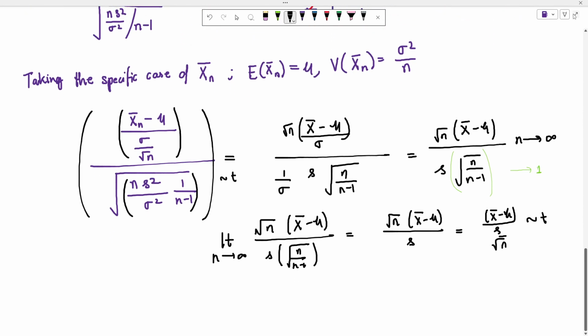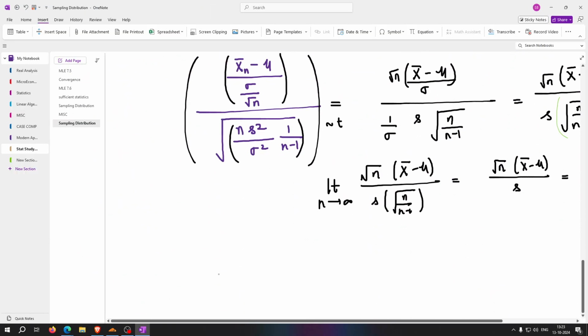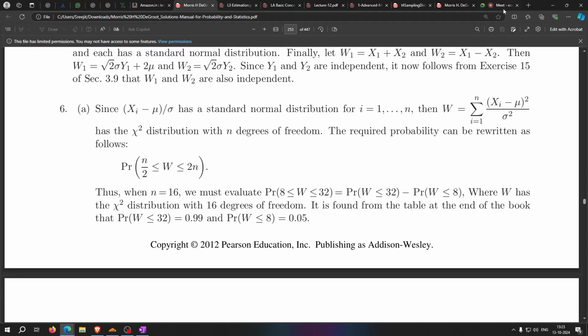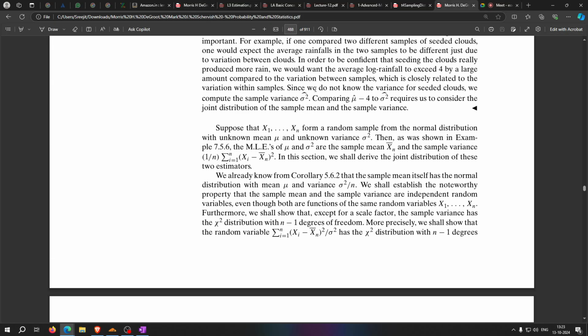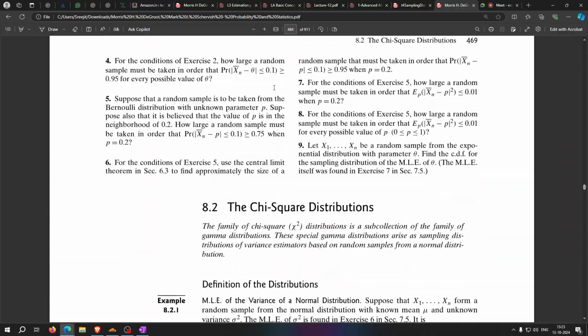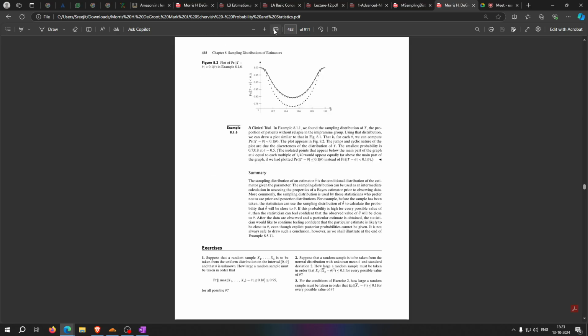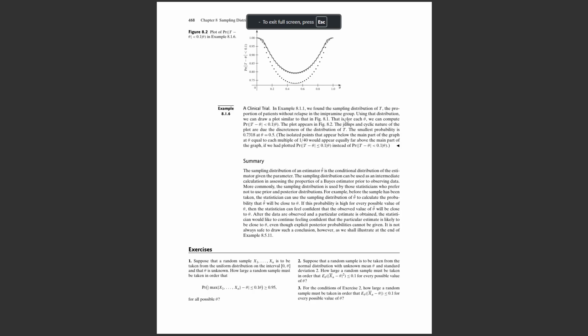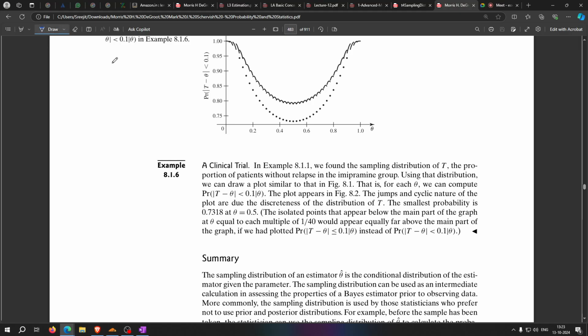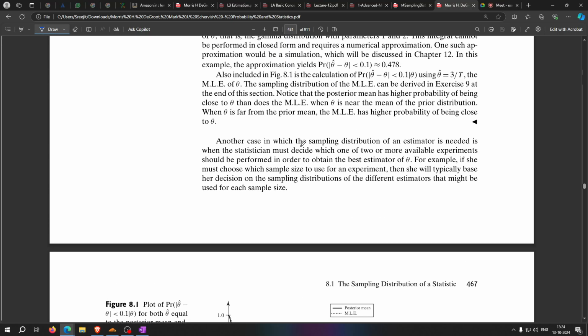So these were some of the things. Now let's just look at a few questions from 8.1 to 3, hopefully 4 and 5. So 8.1 isn't too big, it's a small thing. Anyway, where is 8.1?